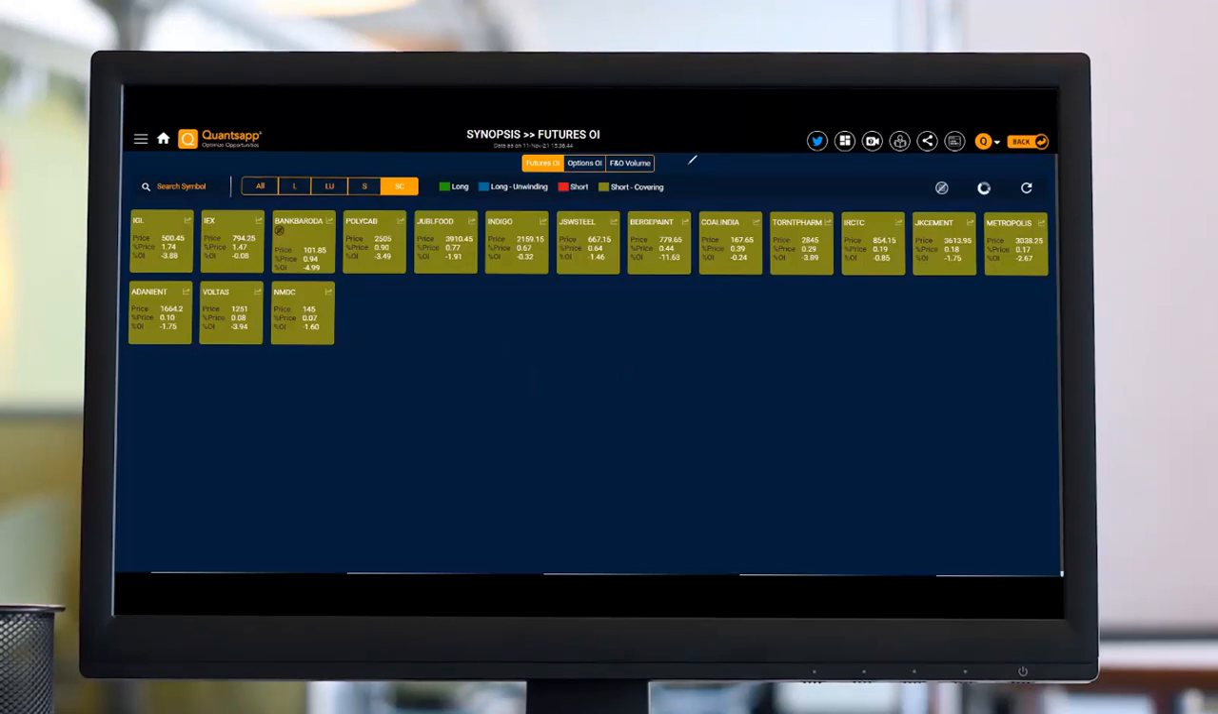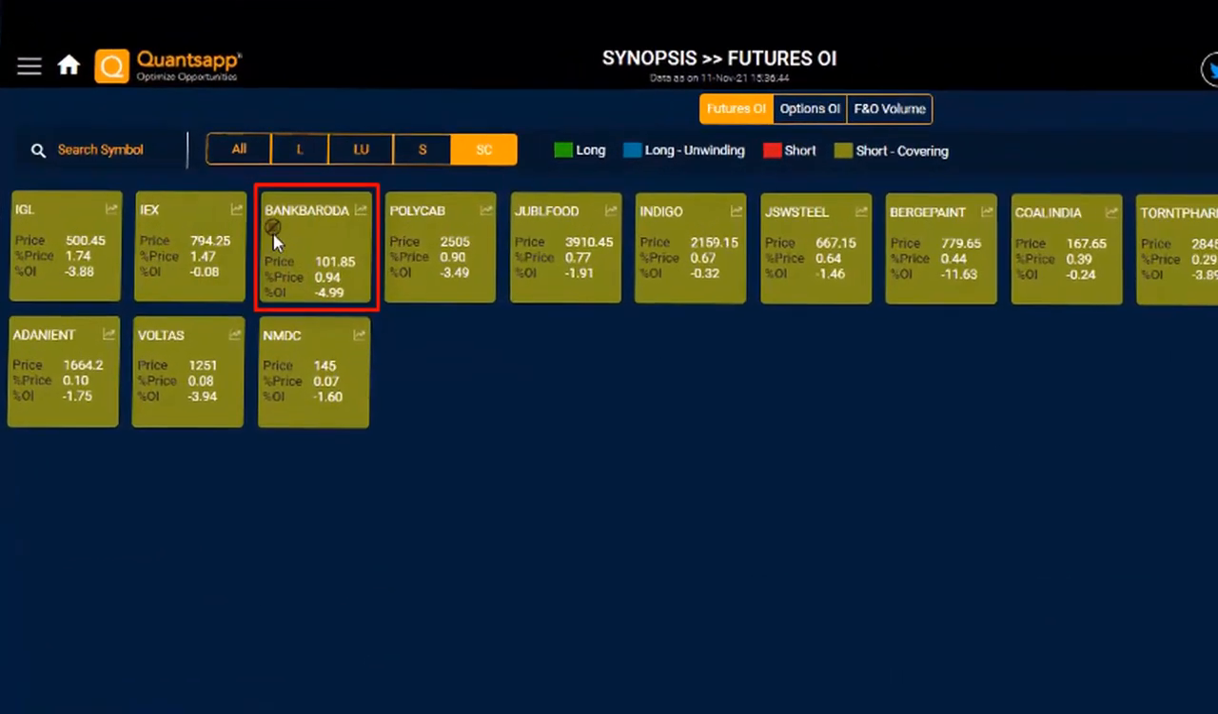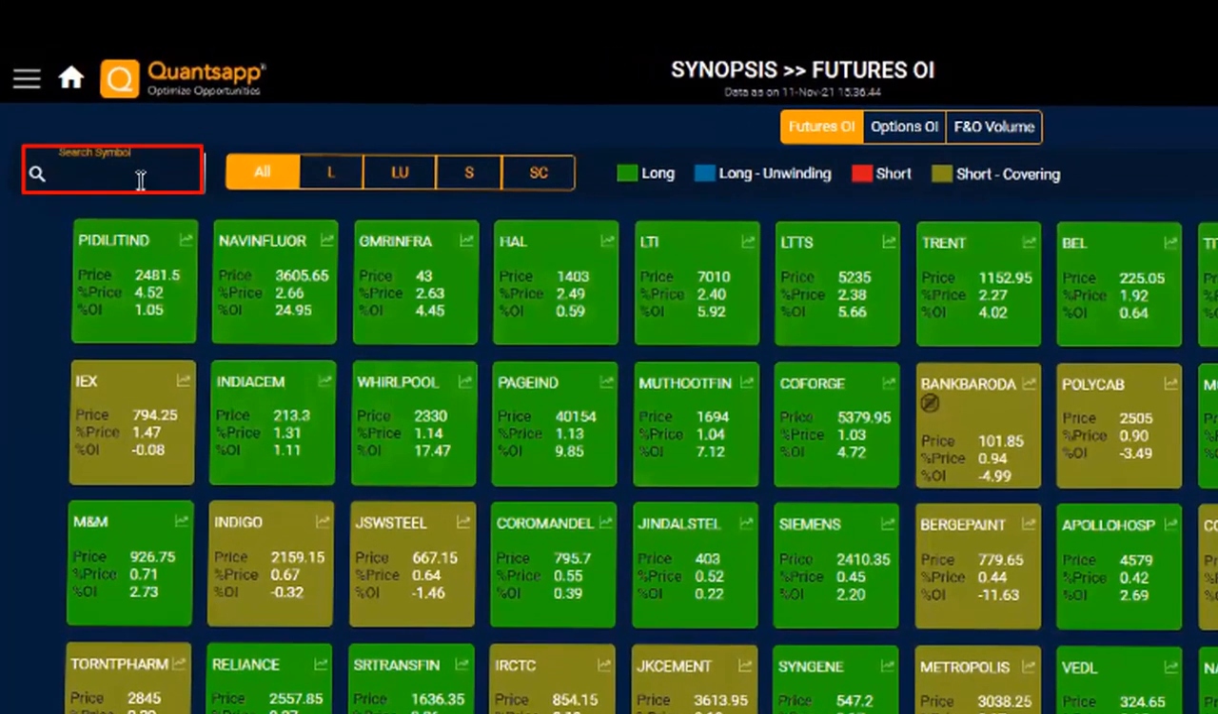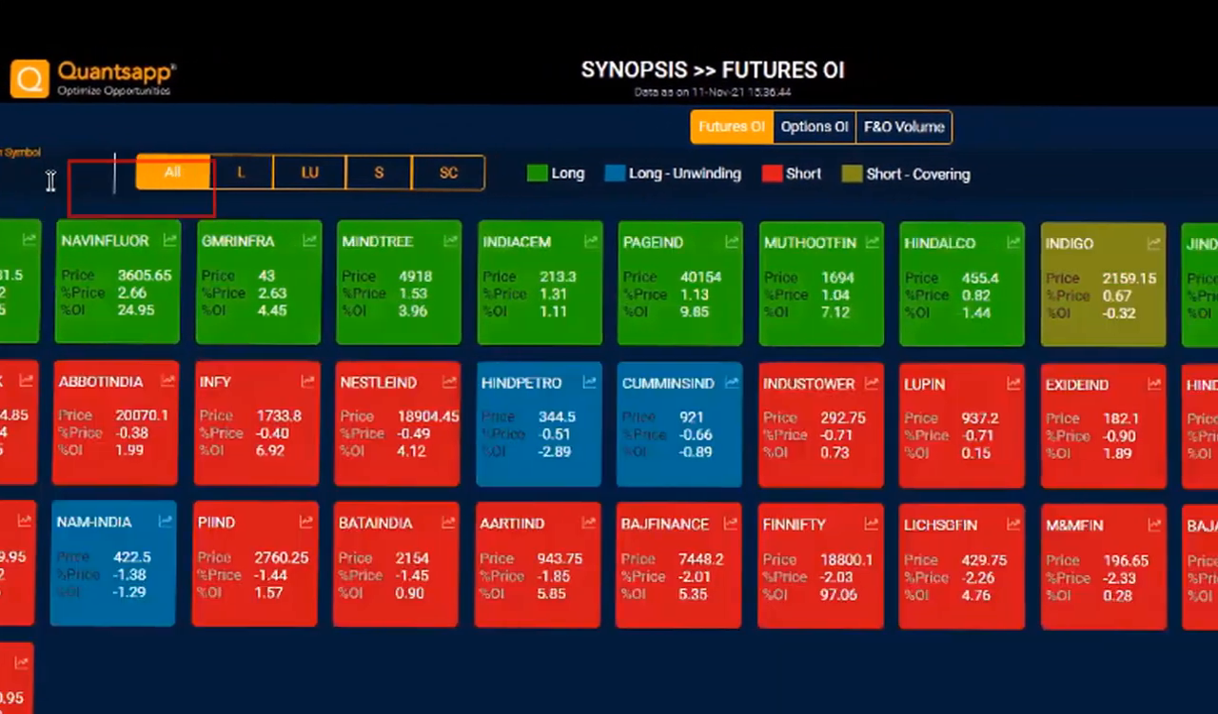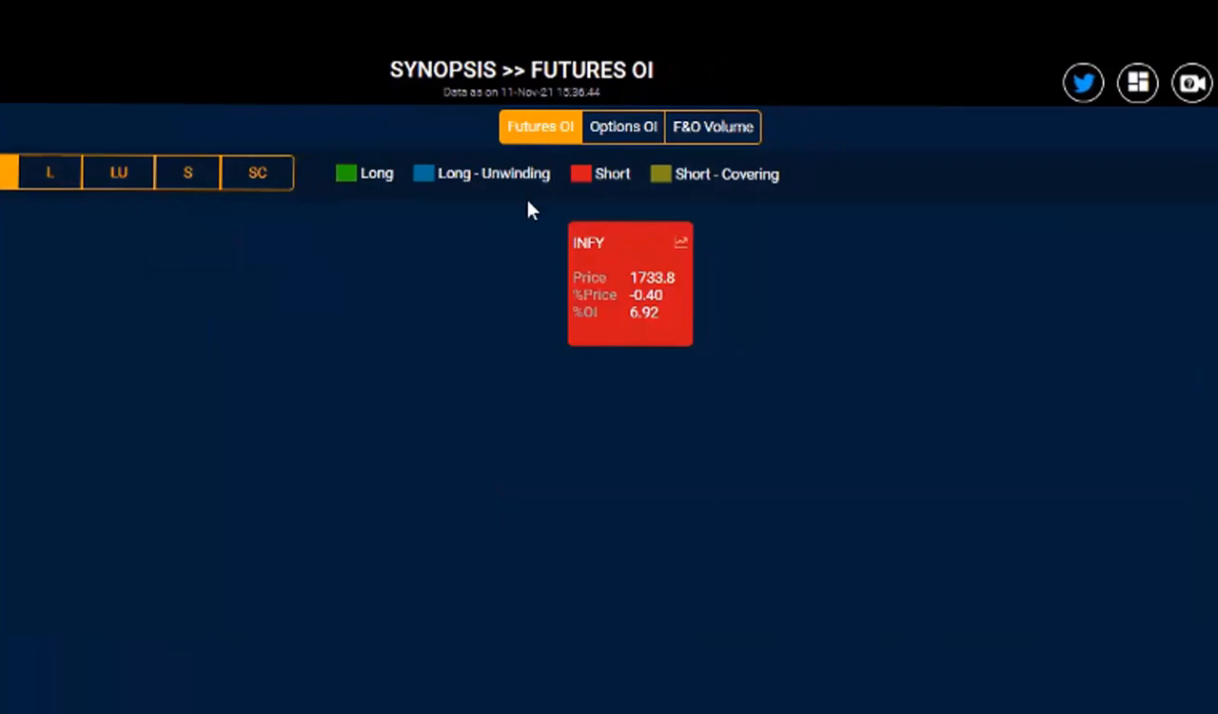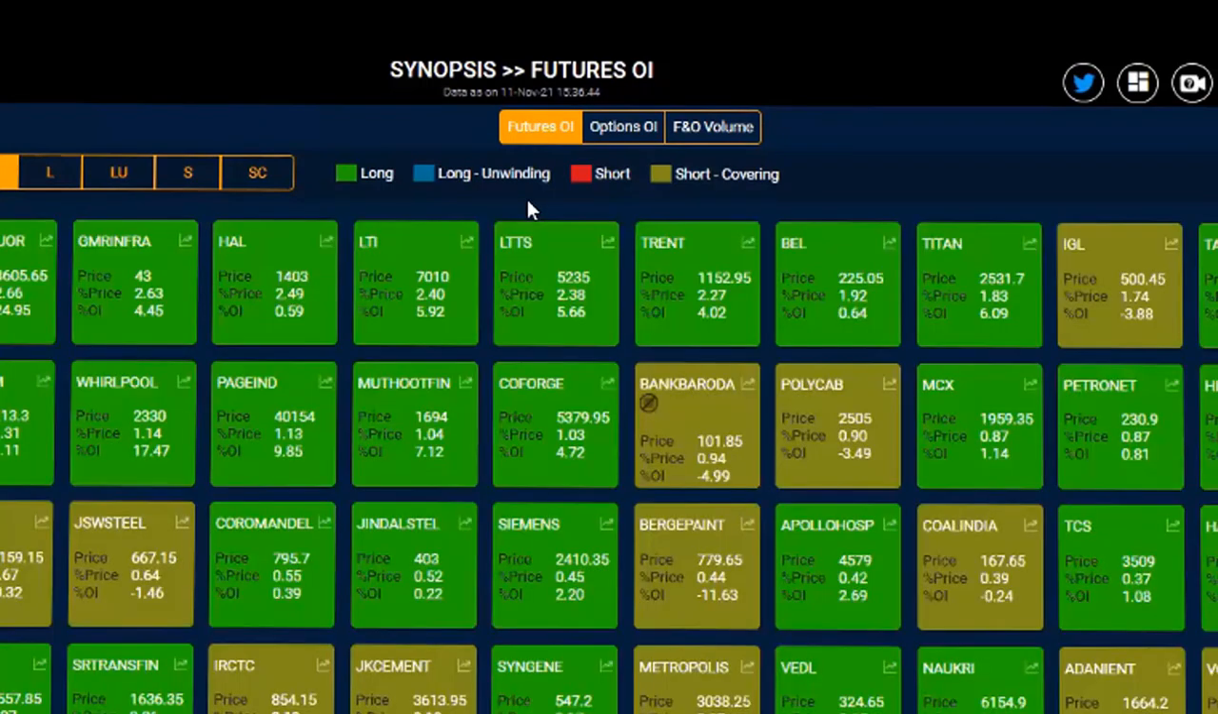So long and short build ups are a significant positive and negative move. Long unwinding and short covering are temporary pauses. Now moving forward, what else we can have a look at is, if you see Bank of Baroda, okay, a ban list symbol has popped up. So it's telling us that Bank of Baroda is in the ban list. I can go ahead and search for our desired F&O instrument. So let's say Infosys. I can go ahead and do that, check the build up, how much price it has gained or lost today, and how the open interest is behaving.